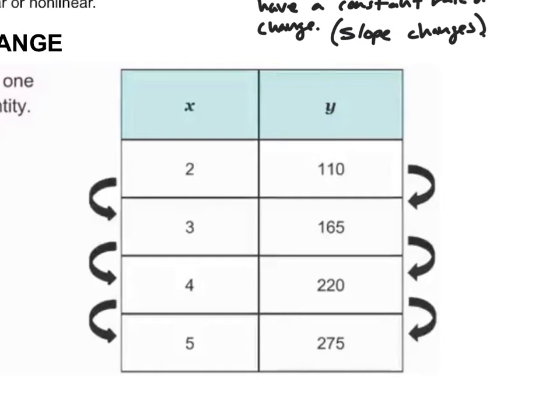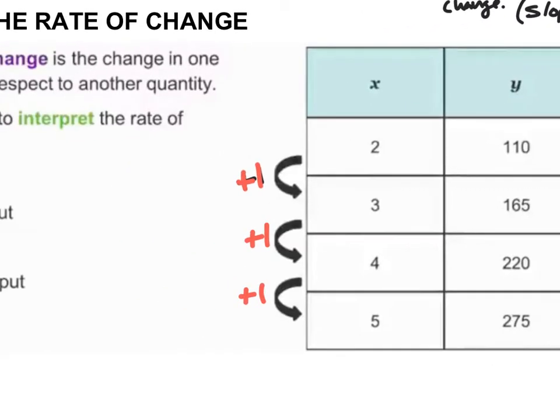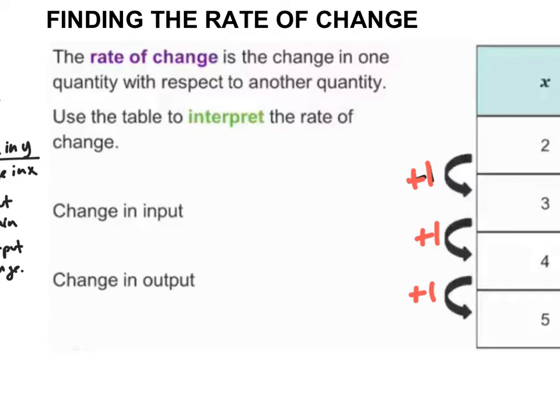I want to see what's happening with my x values. To go from one box to the next, what are we adding? Here's what I've got. To get from 2 to 3, I add 1. Actually, let me do this in red. So I add 1. Here I add 1, here I add 1. So my change in x, the change in input, is equal to positive 1.